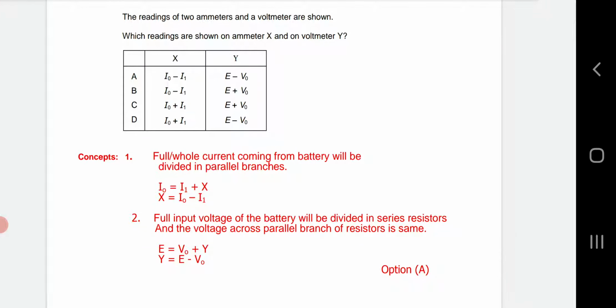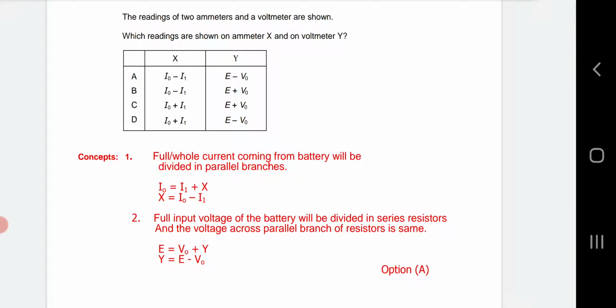So there are two main concepts as I have explained. The whole current coming from the battery will be divided in parallel branches. So I0 is equal to I1 plus X. I0 is the total current, I1 and X are the branch currents. So X is equal to I0 minus I1.